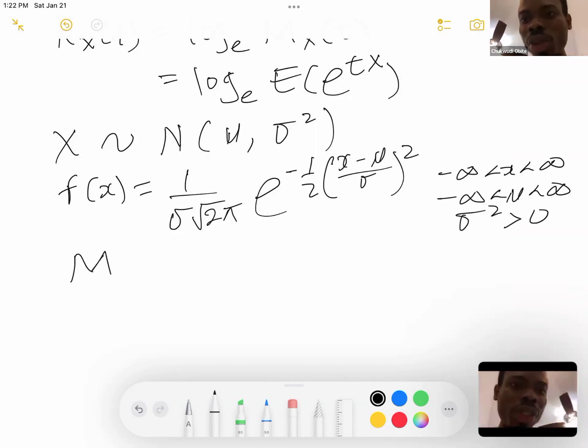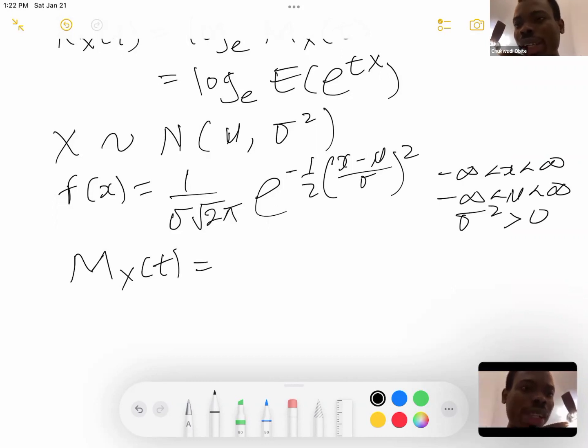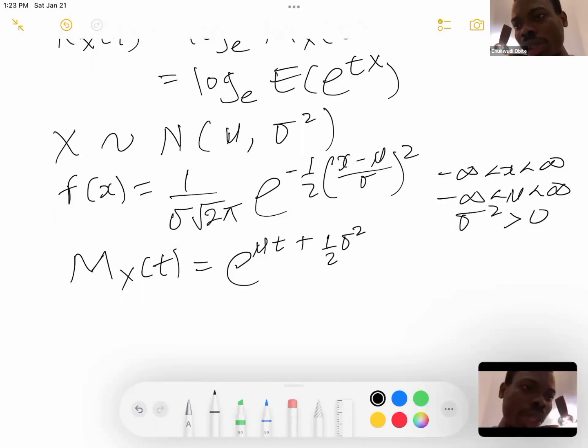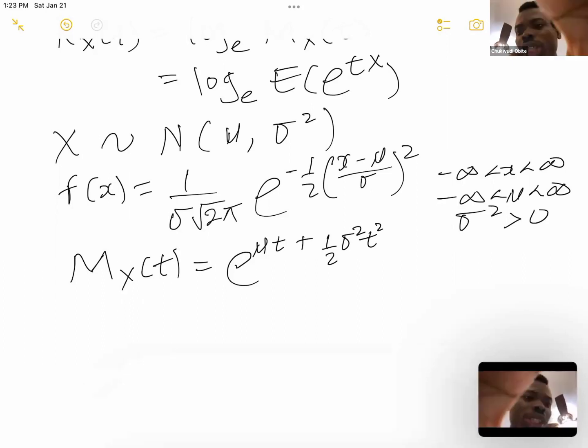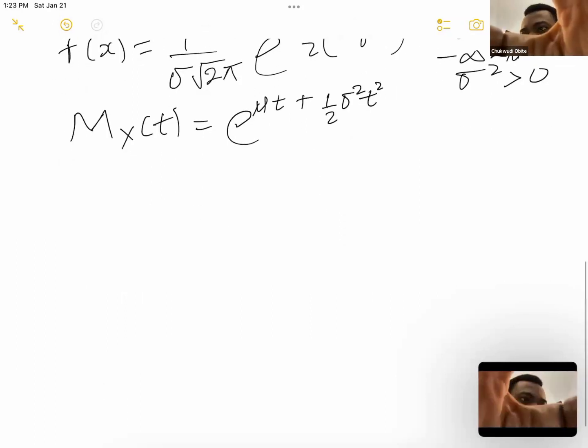In my last video, you can check that on my YouTube channel, I estimated the moment generating function of the normal distribution, and I said it's mu t plus half sigma squared t squared. So this is what we got as the MGF of a normal distribution.